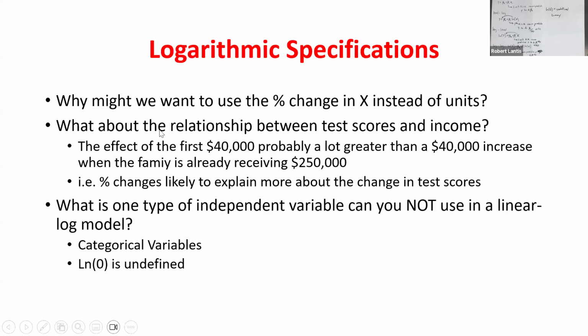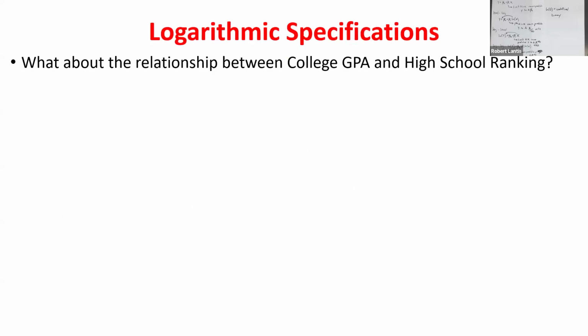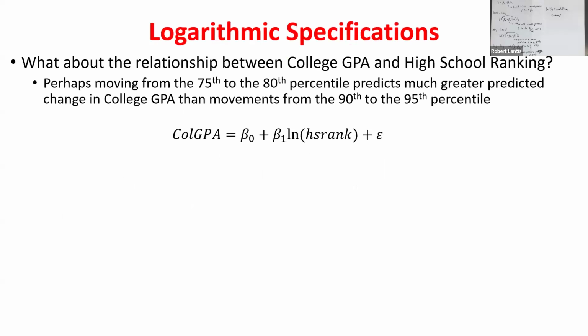There's no hard and fast rule about when we want to use them, but sometimes the relationship between two variables is such that the percent change in X matters more, or the percent change in Y matters more. So I had an example I was thinking about. We've got a data set we'll look at in a second. Let's say I wanted to predict college GPAs, like the admissions department here, using your high school rank. High school rank is a weird one, but it's measured in terms of percentiles.